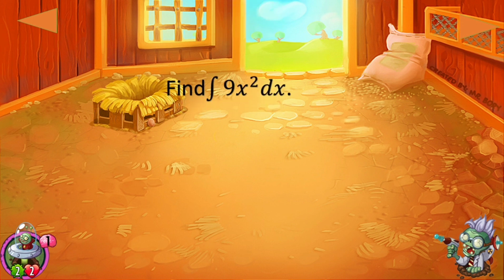So our fourth question is, find the integration of 9x squared dx. A, 3x plus c. B, 3x cubed plus c. C, 3x squared plus c. D, 9x cubed plus c. So our answer is B, 3x cubed plus c.